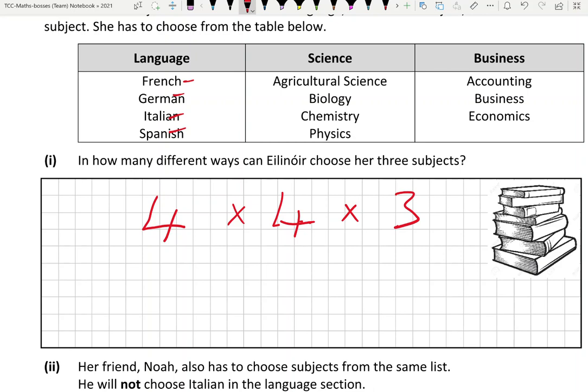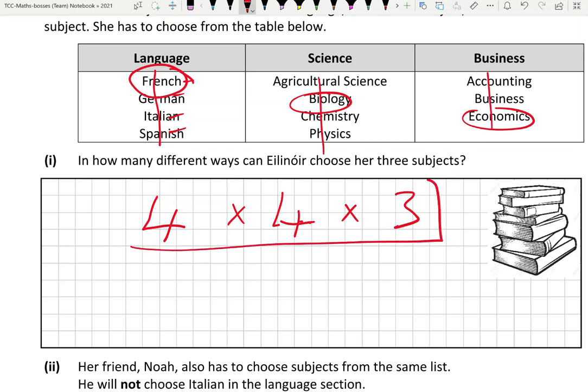So in total, there's a lot of different outcomes. She could pick French with biology, with economics, okay? But for every one of those 4 choices here, there are 4 choices here and 3 choices here. So this is the number of ways of counting all of them. So if this turns out in your calculator to be 48, that's the answer.